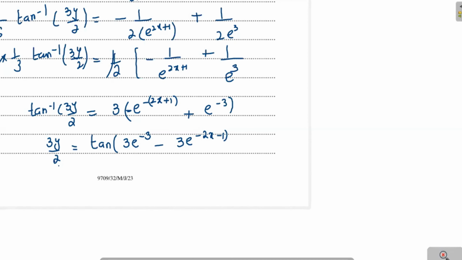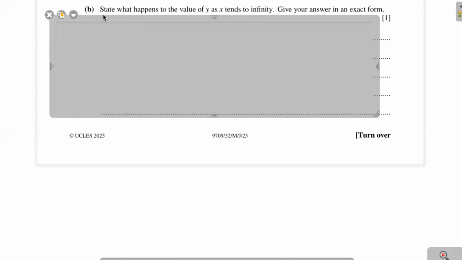Now y will be equal to 2/3 into tan of 3 e power minus 3 minus 3 into e power minus 2x minus 1. And this is the solution we have to find. Part B: state what happens to the value of y as x tends to infinity. Give your answer in exact form.